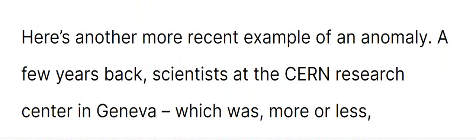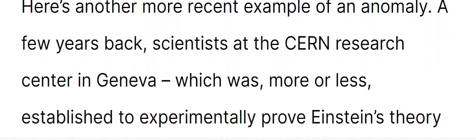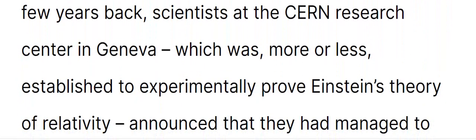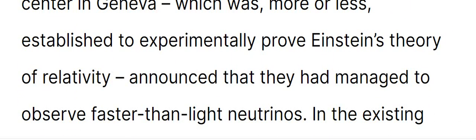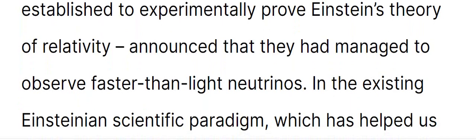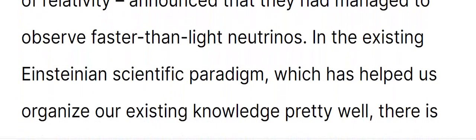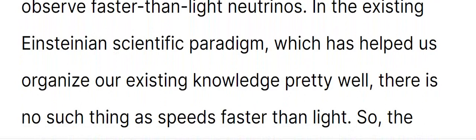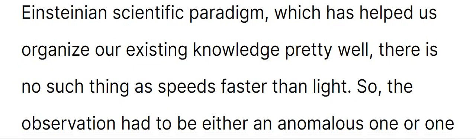A few years back, scientists at the CERN Research Center in Geneva, which was, more or less, established to experimentally prove Einstein's theory of relativity, announced that they had managed to observe faster-than-light neutrinos. In the existing Einsteinian scientific paradigm, which has helped us organize our existing knowledge pretty well, there is no such thing as speeds faster than light. So, the observation had to be either an anomalous one or one that proved Einstein wrong.